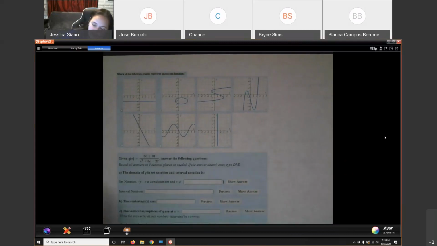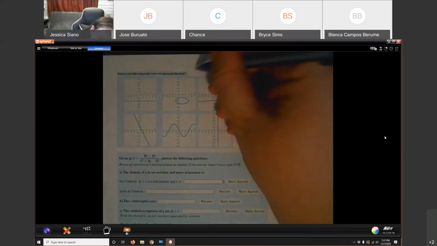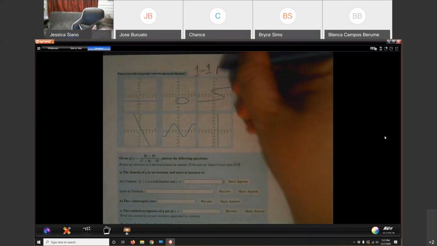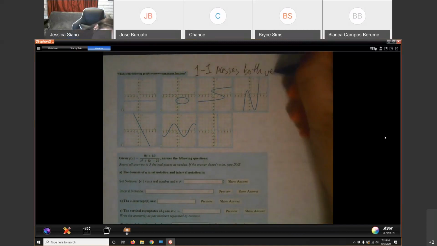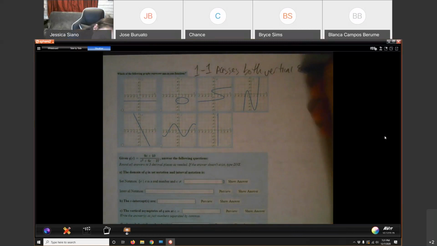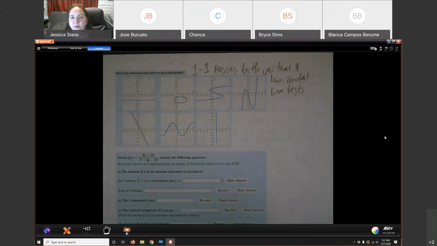So let's remind ourselves that a one-to-one function passes both the vertical and horizontal line tests. Okay, so it needs to pass both the vertical and the horizontal line test to be one-to-one. And if a function is one-to-one, then it has an inverse. So another way of asking this exact same question would be, which one of these functions has an inverse?